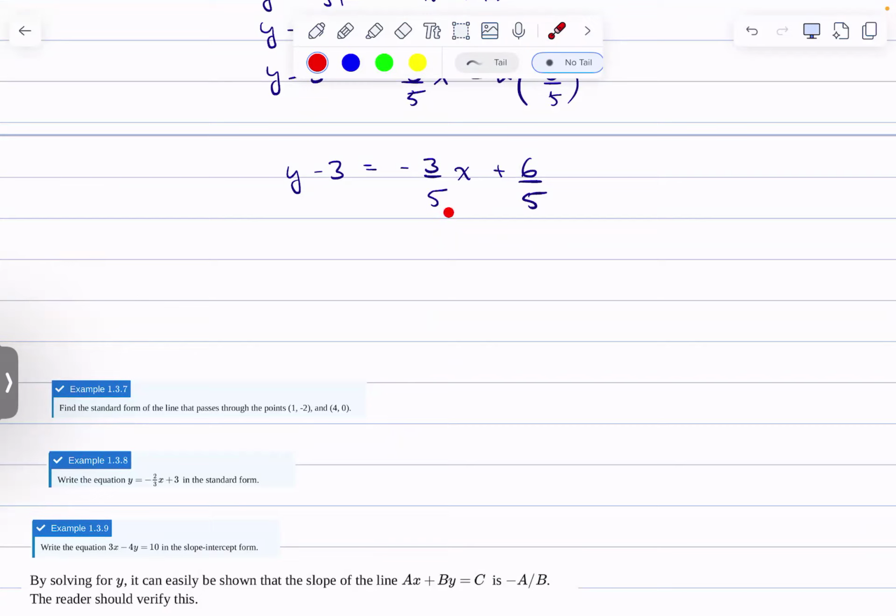I want to move all my x's and y's over to one side and all just the numbers to the other side. Here, I really didn't give myself enough room. I was just kind of winging it. I'm going to move the -3/5 x over to the left-hand side because then I get addition instead. And in the same maneuver, I'm going to add 3 to the other side. Doing a little switcheroo, which is going to look like this: y plus 3/5 times x is 6/5 plus 3.